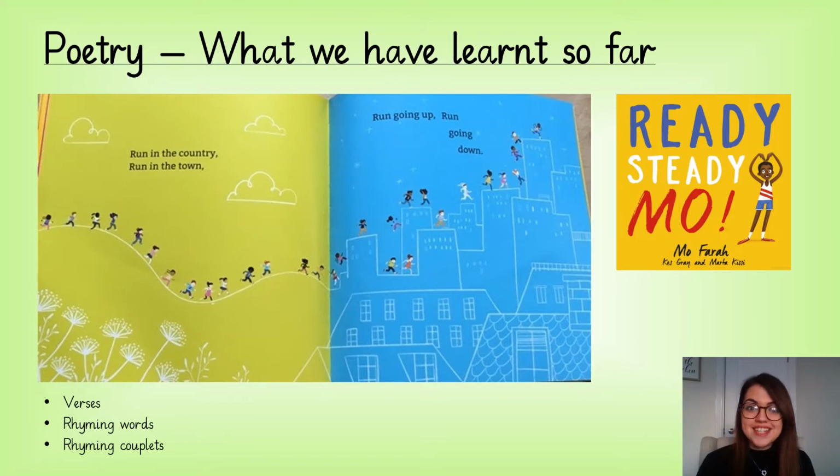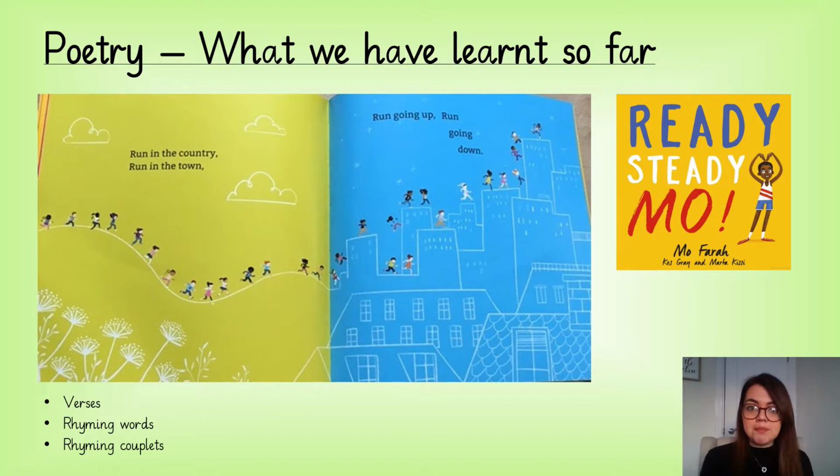Okay everybody, so today we are going to carry on learning about our poems and different poetry that we can write in year 1. Before we do that though, let's have a little think about what we learned last week when we started reading Ready Steady Mo. We had lots of fun reading this poem, didn't we? We learned 3 things last week about poems. We learned that they are written in verses. We learned that there are rhyming couplets in poems, and we learned what rhyming words were.